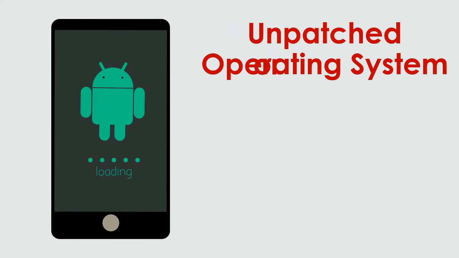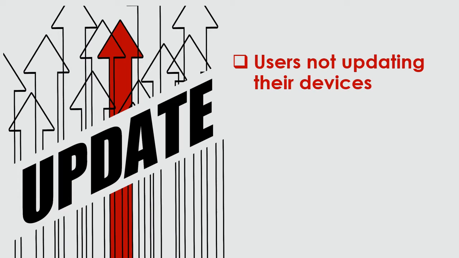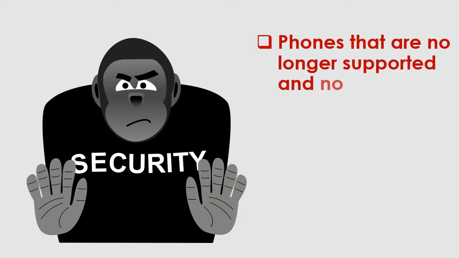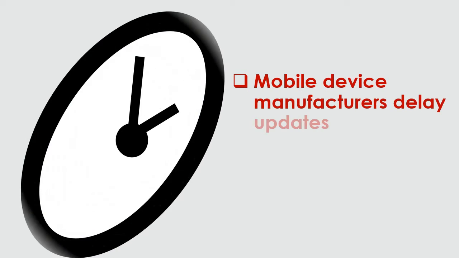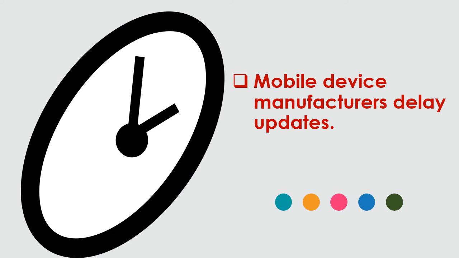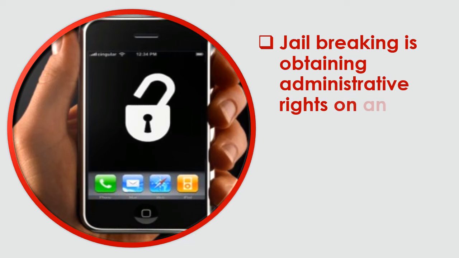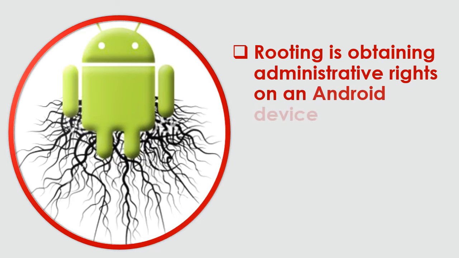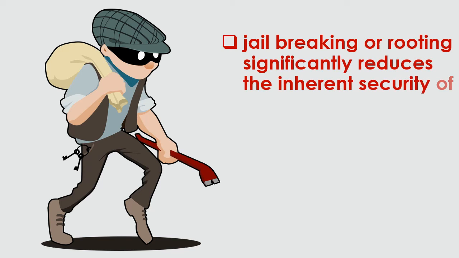Unpatched operating system or browser. Users not updating their devices. Phones that are no longer supported and no longer receiving security updates. Mobile device manufacturers delay updates. Insecure devices. Jailbreaking is obtaining administrative rights on an iOS device. Rooting is obtaining administrative rights on an Android device. Jailbreaking or rooting significantly reduces the inherent security of the device.